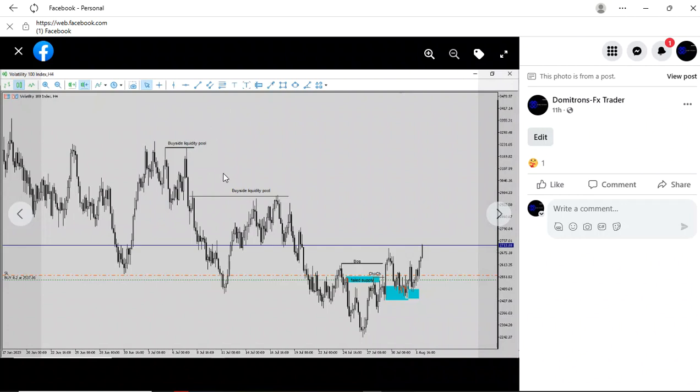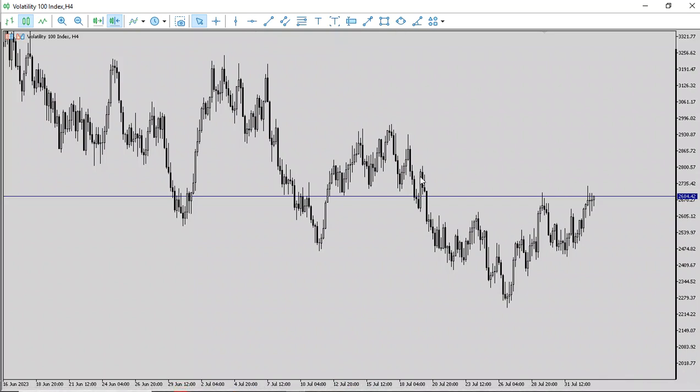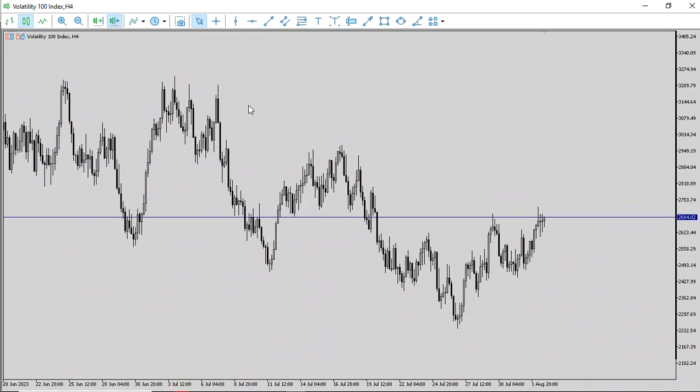Now I'm looking for long-term targets where we're having a liquidity pool, and as you guys know, I'm more of a swing trader. So now we're going to break down the analysis and go straight into it. So back to my broker Deriv right here on MetaTrader 5.